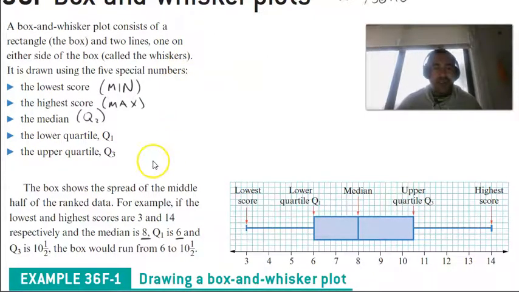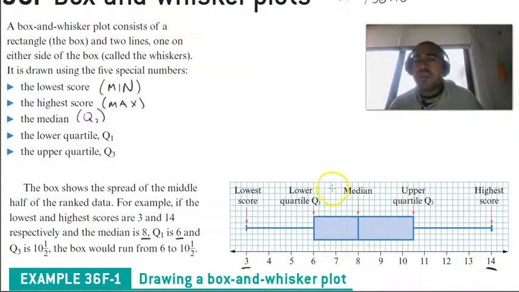Okay, so we had this example where the minimum is 3, the maximum is 14, our median is 8, we have a Q1 of 6, and a Q3 of 10.5. This information, starting at the lowest and the highest, can be represented in a specific way called a box and whisker plot.